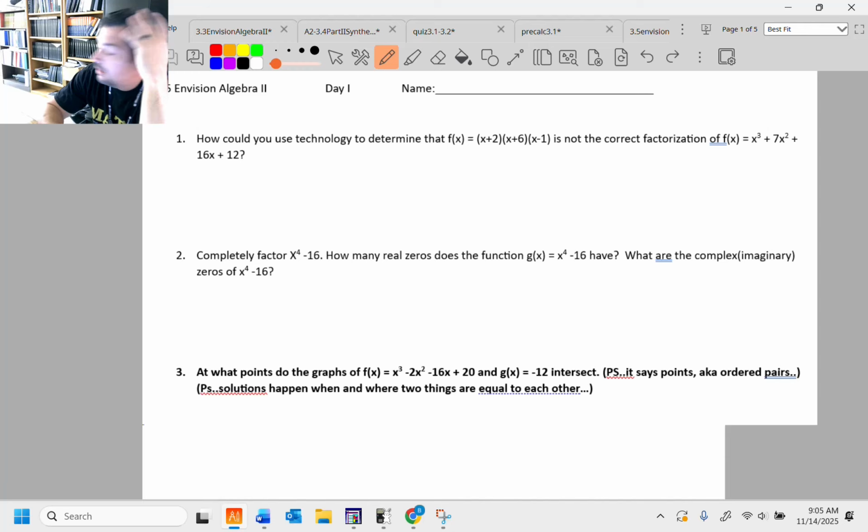Right, 3.5, zeros of a polynomial, day one. So the first thing I seem to have highlighted is number 3.